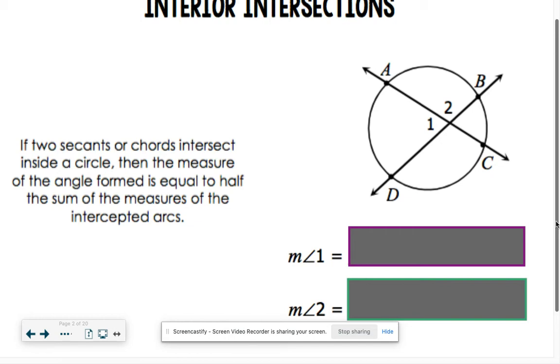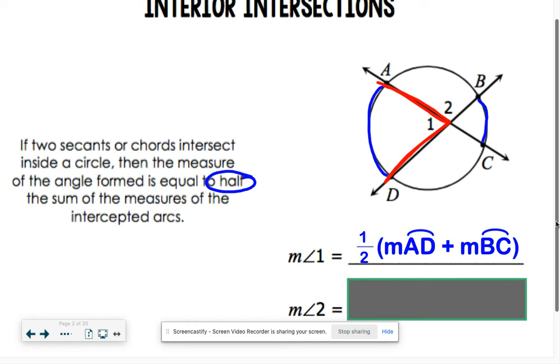But if two secants or chords intersect inside a circle, then the measure of the angle formed is equal to half the sum of the measures of their intercepted arcs. Whoa, a lot there. So let's break it down. If we're looking for angle 1 right here, I can find that angle measure by taking the sum, which means to add. So I add arc AD plus arc BC and then divide by 2, and that gives me the measure of angle 1.